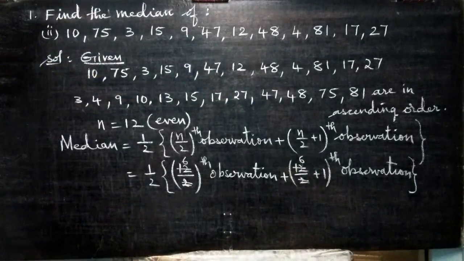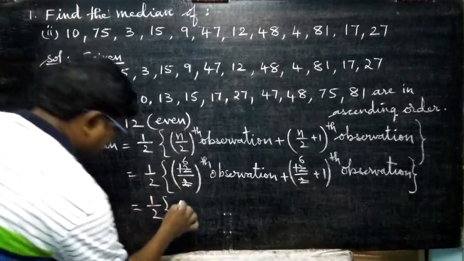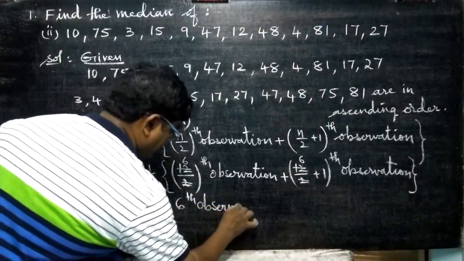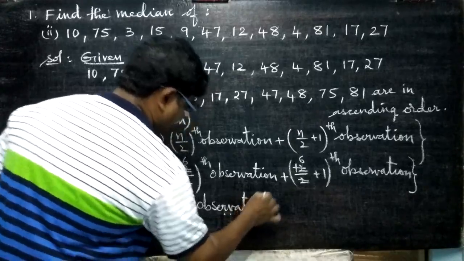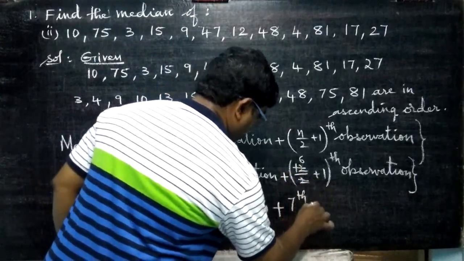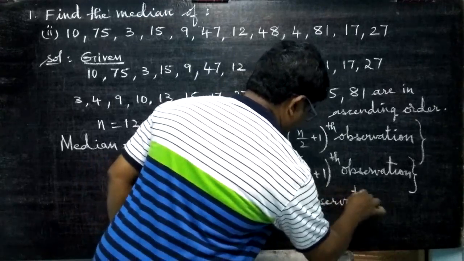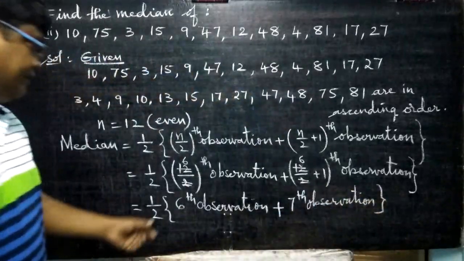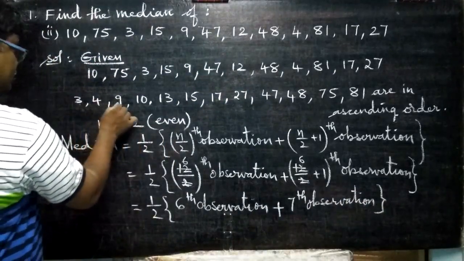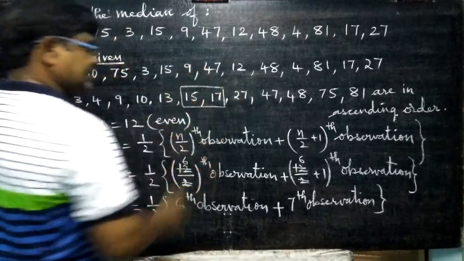Are you able to follow? Now that is equal to half of 6th observation plus 6 plus 1, 7th observation. Writing is more, I am telling again and again, but it is easy. In mind only you can do it. 12 you got, 12 by 2 means 6th. 1, 2, 3, 4, 5, 6. 6th and 7th, these are the two.